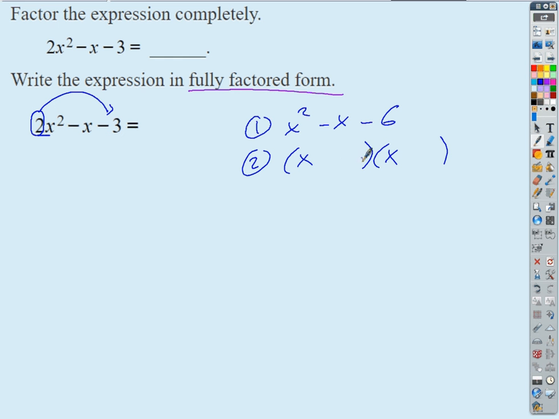Plus, and then minus. Okay, good. What would those numbers be? They're gonna multiply to negative 6 and add to negative 1. What do you think, Tony? Negative 3 plus 2. There you go. Okay, good. And then, so now we're on to step 3 of slip and slide.